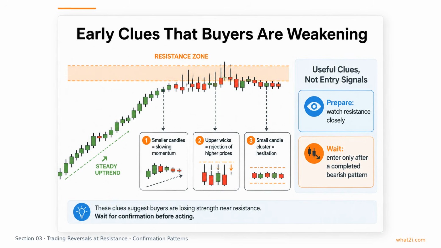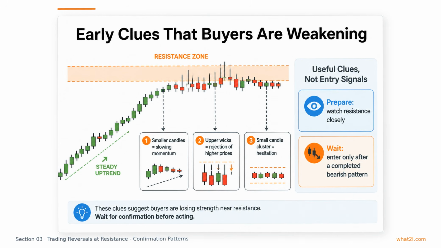Before a full reversal pattern appears, the market often gives smaller warning signs that buyers are losing momentum. You might notice candles getting smaller as price approaches resistance, which suggests the advance is slowing. Long upper wicks are another clue because they show price tried to move higher but was pushed back. Sometimes you will see a cluster of small candles just under resistance, showing hesitation and indecision. These are useful signals for attention, but not for entry by themselves. They tell you to watch closely, not to act early.